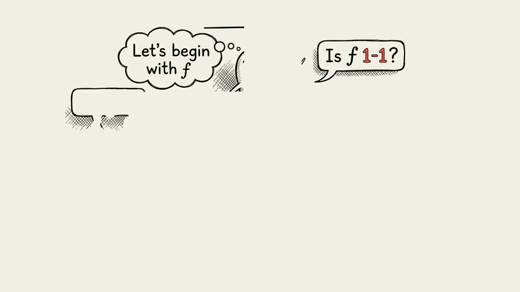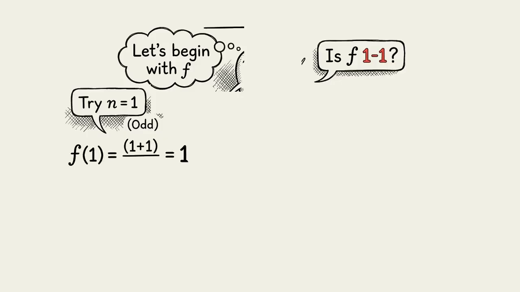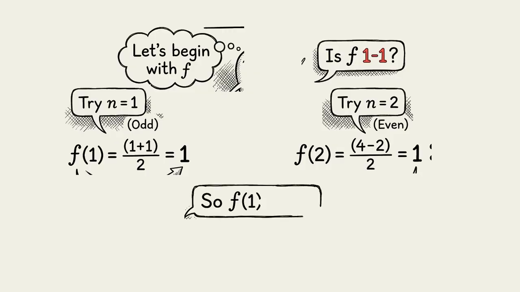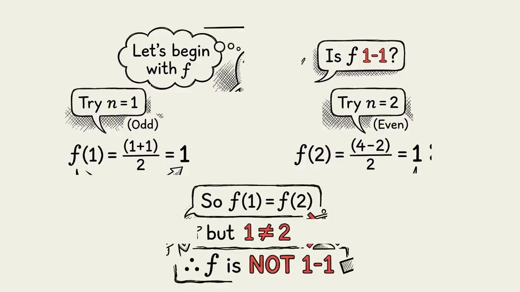Let's begin with f. Is f one-one? Try n = 1. It's odd, so f(1) = (1+1)/2 = 1. Now try n = 2. It's even, so f(2) = (4-2)/2 = 1. So f(1) = f(2), but 1 does not equal 2. That means f is not one-one.